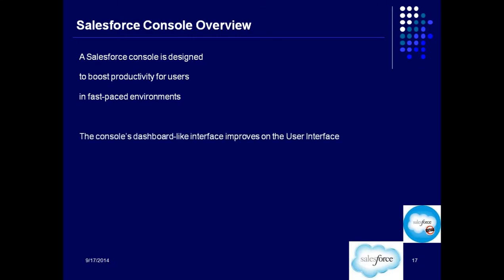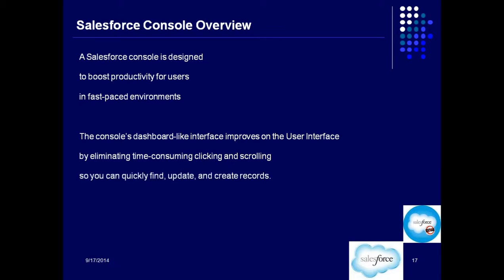So if you want to provide a user interface where the users work in a fast-paced environment, you can create a console. So basically, a console is just a different type of user interface, right? The console's dashboard-like interface improves on the user interface by eliminating time-consuming clicking and scrolling. So you can quickly find, update and create records. So a console is mainly used for creating a type of user interface which reduces your clicking and scrolling.